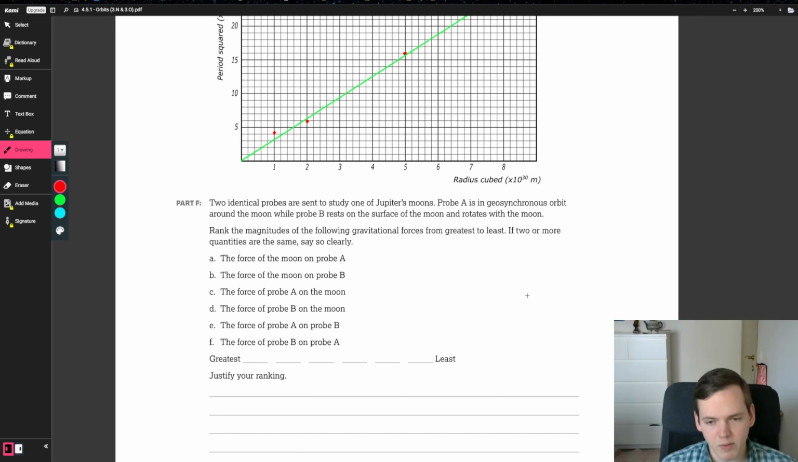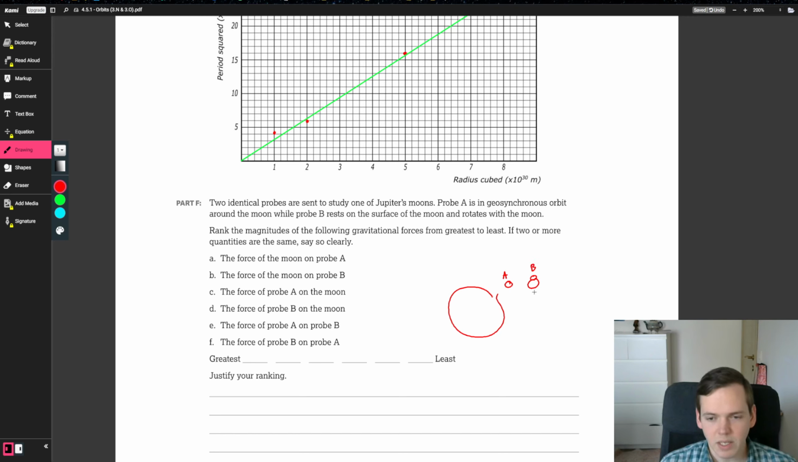Okay, so what we've got is essentially Jupiter, probe, and then moon, probe, something like this. So we'll call this probe A and this probe B. Now, anything interacting with the moon is going to be much bigger than the probes interacting with each other, and that's just because there's so much more mass in a moon than in a probe. So looking at all the ones that involve the moon, we know those are going to be our greatest.